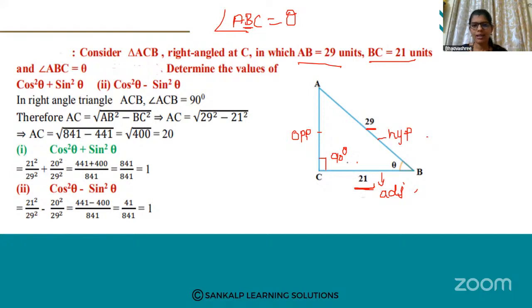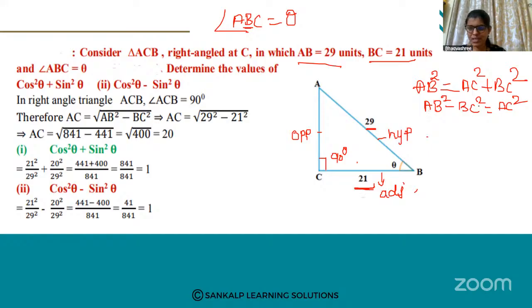ಫಾರ್ ದಟ್ ಅಗೇನ್, since it is a right angle triangle, here also we are going to use Pythagoras theorem. So Pythagoras theorem means AB square, hypotenuse square, is equal to AC square plus BC square, right? We want AC. For that, we'll transfer this BC to this side. AB square minus BC square is equal to AC square. Then what is AC? AC is equal to square root of AB square minus BC square.